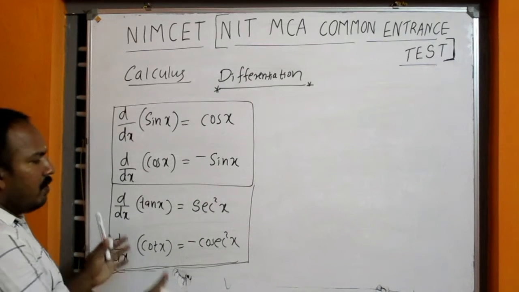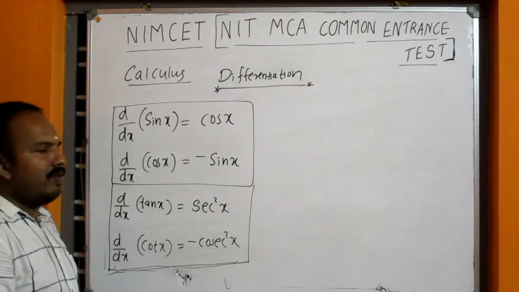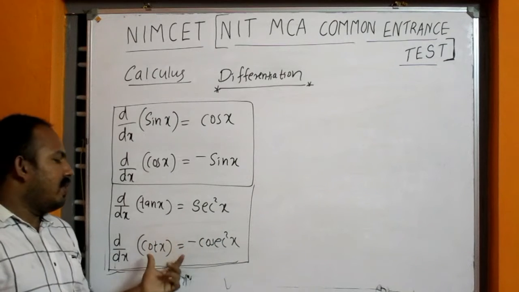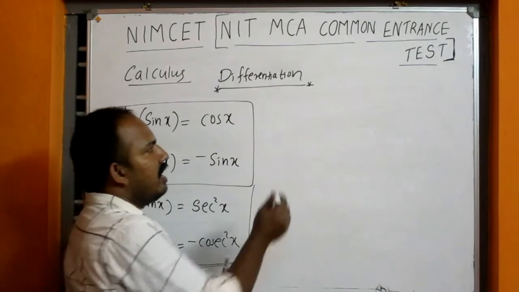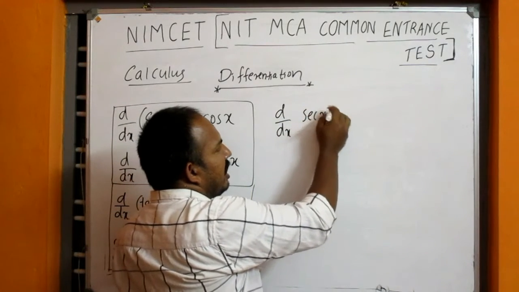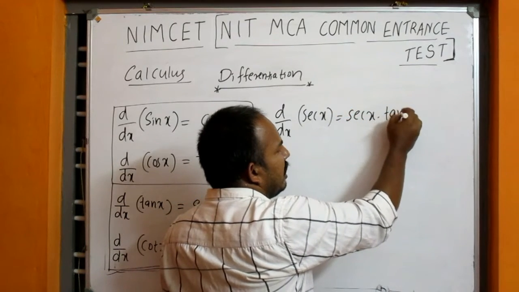Okay, so grouping tan and cot, always grouping tan and cot. That is d by dx of tan x equal to sec square x, and d by dx of cot x equal to minus cosec square x. And two more formulas, d by dx of sec x equal to sec x into tan x.